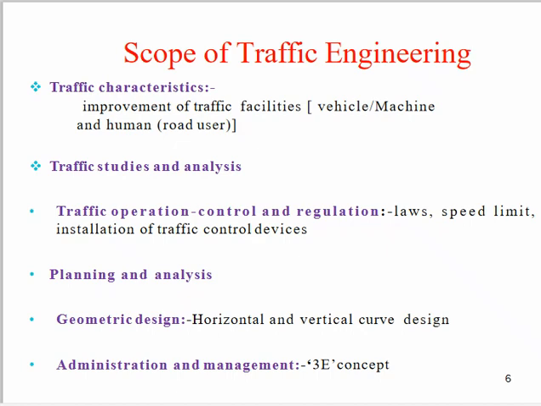So this regards with the laws, the speed limits, installation of the traffic control devices, etc., depending upon the nature and the volume of the traffic. Next is the planning and analysis, followed by the geometric design. Geometric design here regards with the horizontal and vertical curve design in order to have safe stopping distances, overtaking distances, and very importantly the sight distance so that the driver can observe the oppositely moving vehicle. And lastly, the administration and management, that is the 3E concept as discussed earlier.